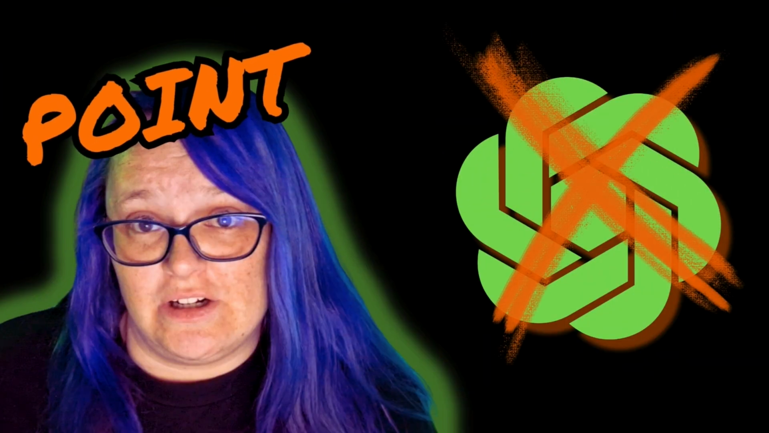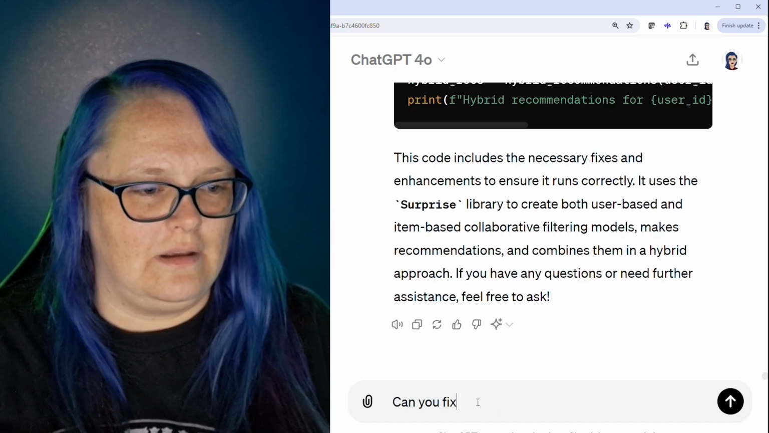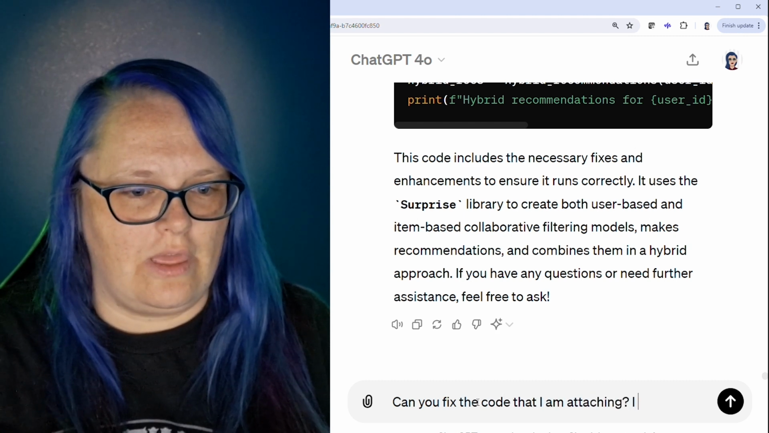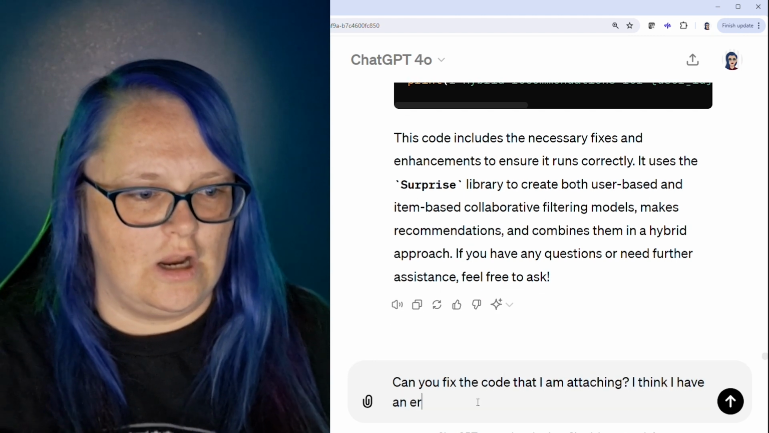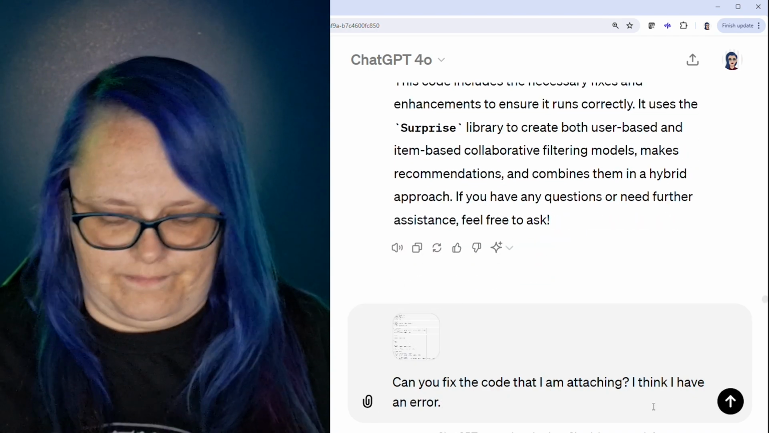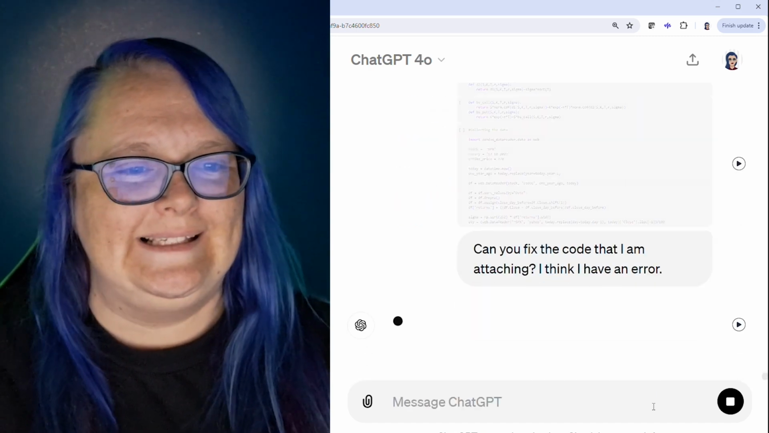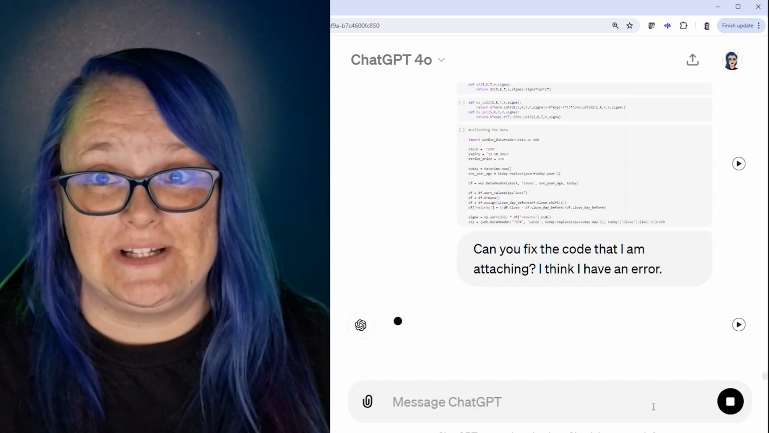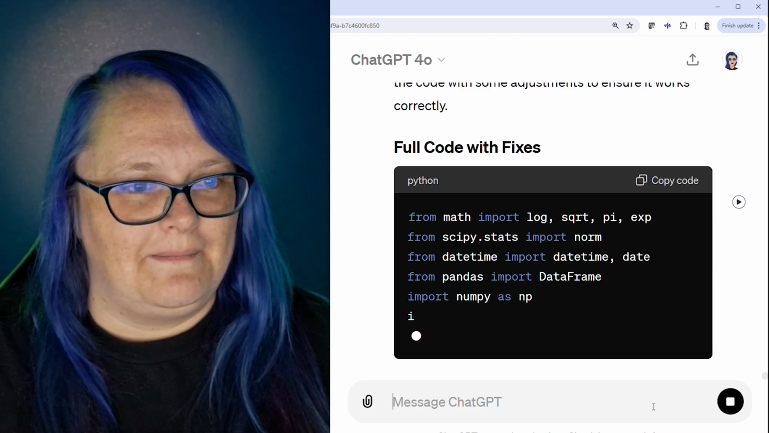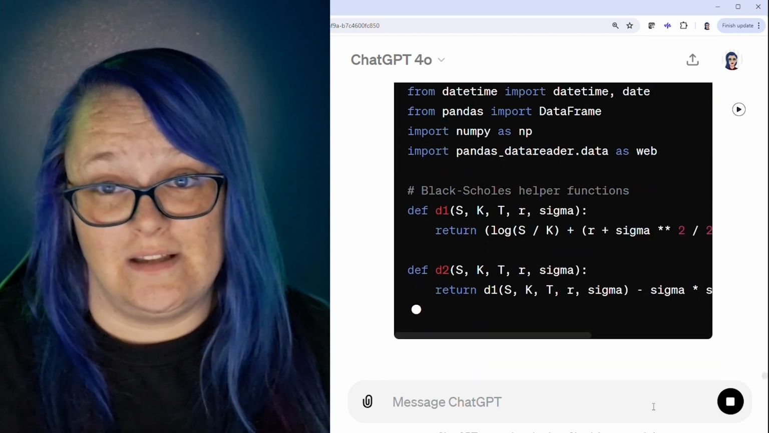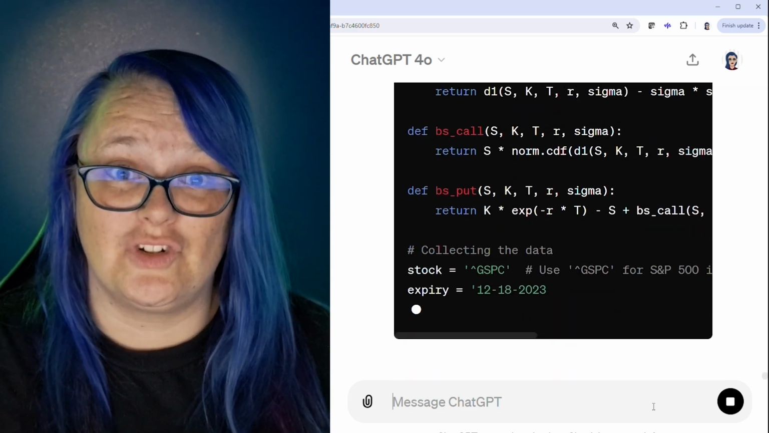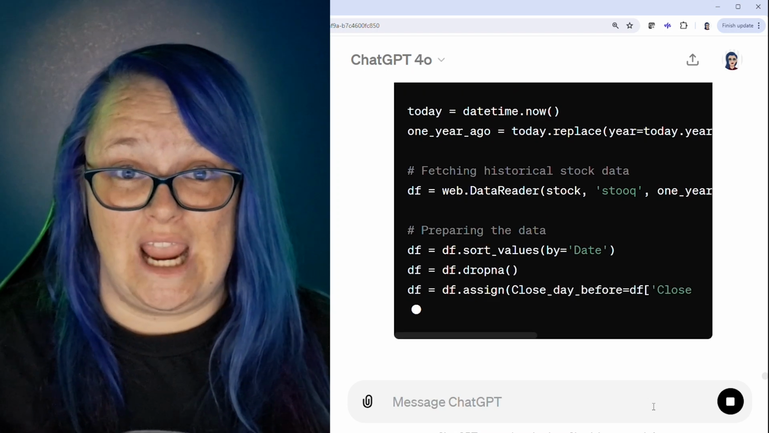Alright, it finished. Can you fix the code that I am attaching? I think I have an error. And I'll attach it. Let's see if I can fix that. Sure, let's review. Okay. Alright. It is not redoing what it had before. It is doing what I had, so that's good. Let's see if it can find the mistake.